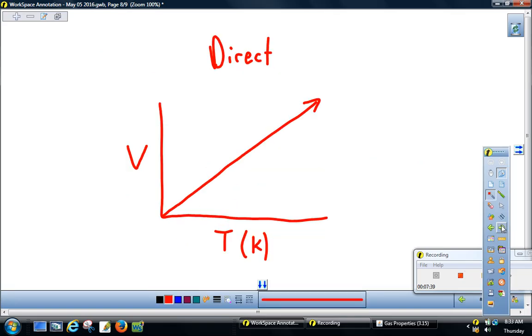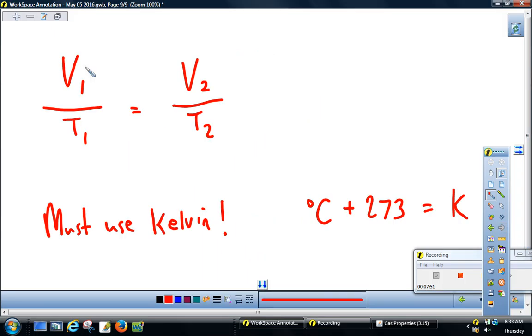Alright, let's take a look at a little bit more here. Graphing-wise, direct relationship. So if we double the Kelvin temperature, volume will double. If we triple the Kelvin temperature, volume will get 3 times bigger. Quadruple the Kelvin temperature, volume will get 4 times bigger. The formula is V1 over T1 equals V2 over T2. Notice because it's a direct relationship and not an inverse, volume's on top, temperature's on the bottom. We have to use Kelvin for temperatures. To go from Celsius to Kelvin, we add 273 degrees to the Celsius temperature.